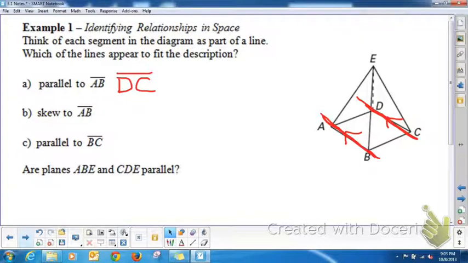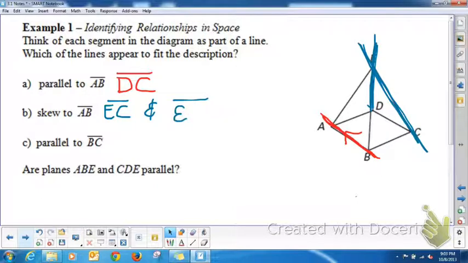Let's find a line that is skew to AB. So remember, skew means it's non-coplanar, so it's not in the same plane, and it's not parallel to it. So a skew line to AB, well, an example of that could be line EC. That's not parallel to line AB, and it's not in the same plane. There's another one. Do you see another one? And what other line? Yeah, ED is skew to AB. These will never touch AB, they'll never intersect, and they are not parallel.